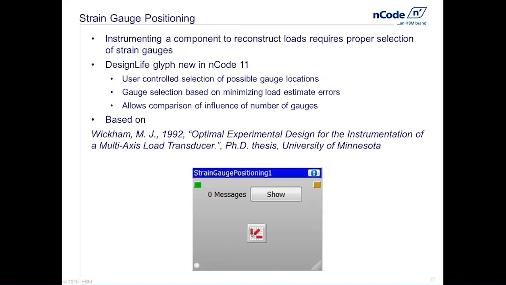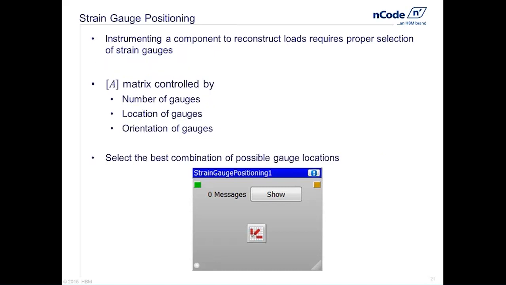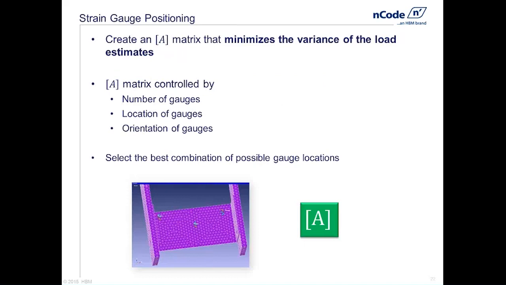So that strain gauge positioning glyph, its methodology is we're trying to come up with that strain sensitivity matrix. There it is again, the green square. Trying to come up with a green square that best estimates loads. So highest precision of estimated loads. And I should probably explain, why do I keep saying estimated loads? That's because there's noise or uncertainty inherent in any measured parameter, including strain.